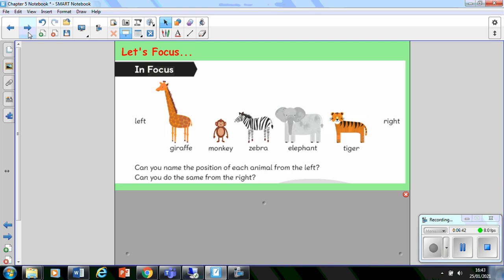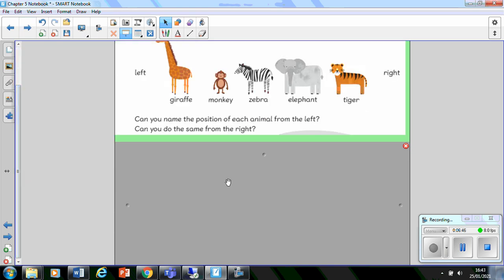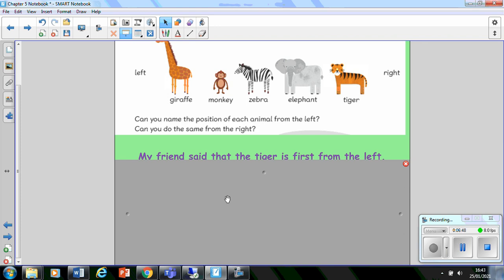which is our in focus task. And here we've got a certain friend of mine says that the tiger is first from the left. Do you agree or disagree? Can you pause the video and talk to your talk partner about this predicament, okay? Is the tiger first from the left?